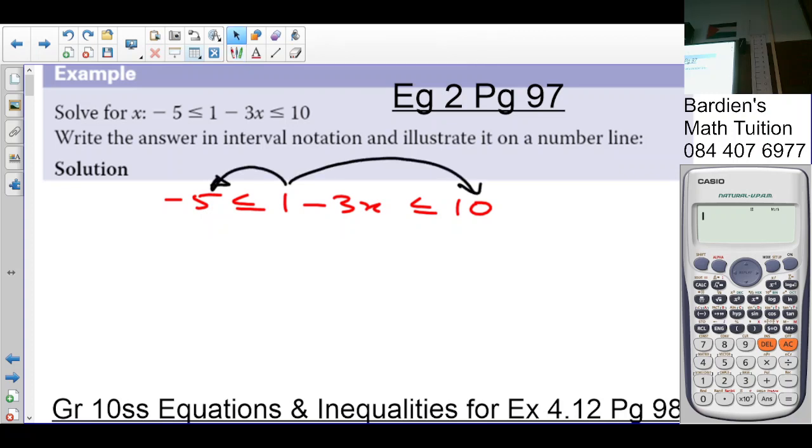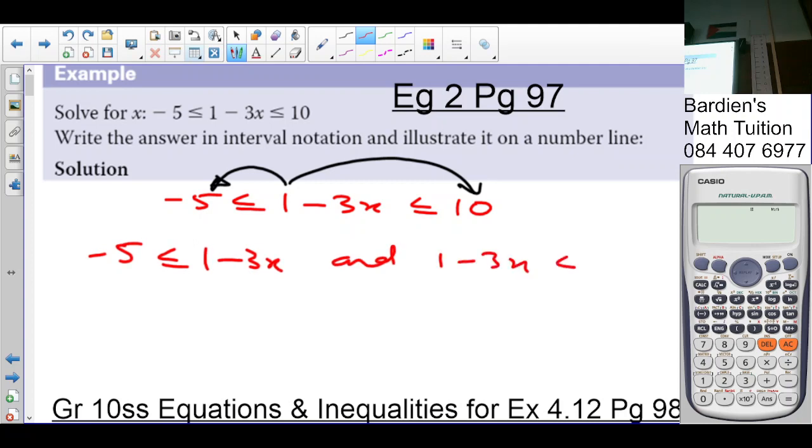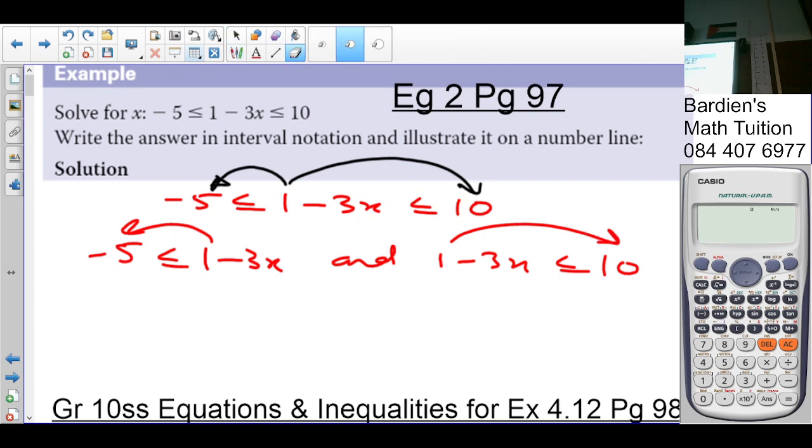Why? Because this has 2 inequality signs. It is the same as saying minus 5 is less than or equal to 1 minus 3x, and 1 minus 3x is less than or equal to 10. That's basically what you should be seeing. But since it's in one, that one would have gone that way and that one would have gone the other way. So that is exactly why I'm doing it like this. You guys understand? Am I going too fast?